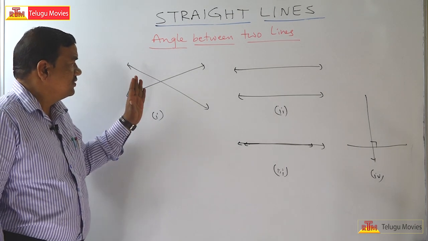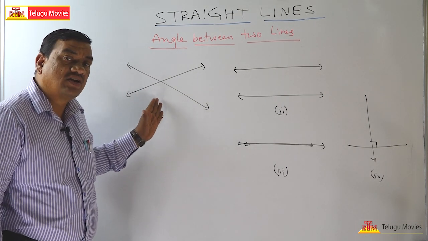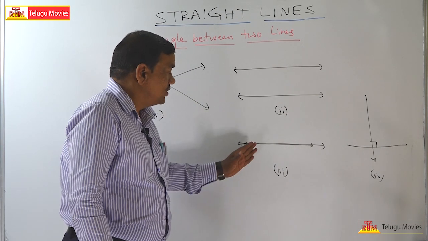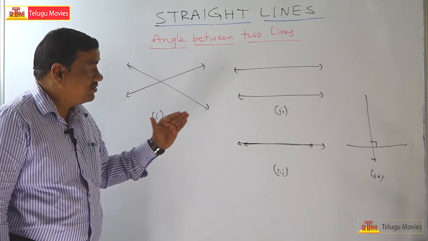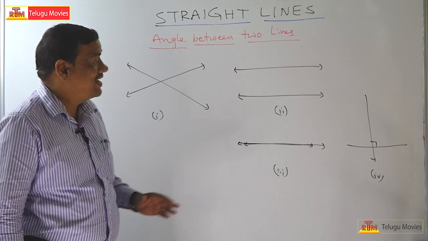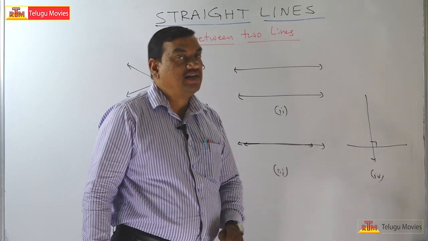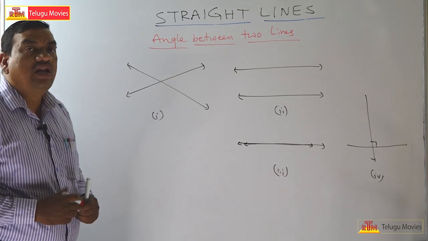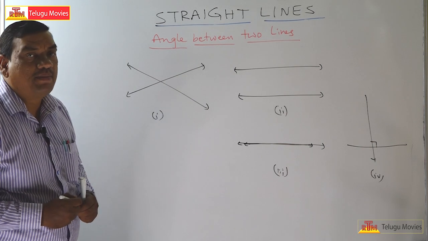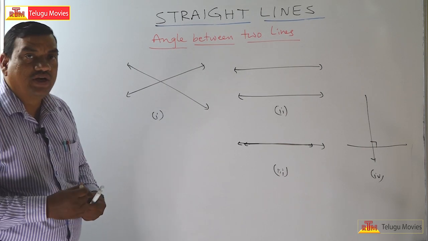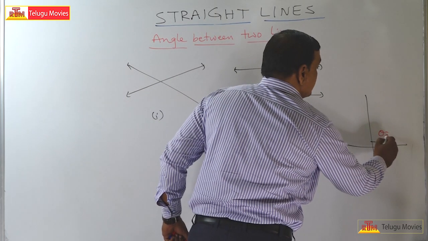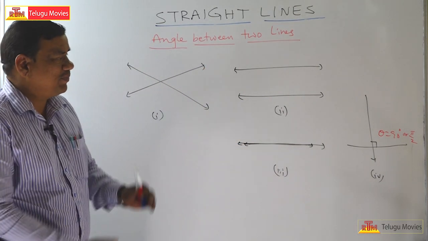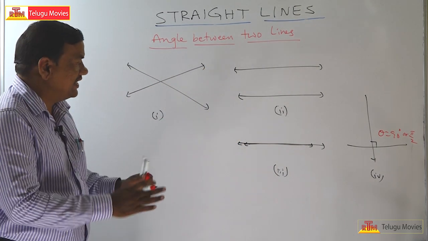The first one is the two lines may be intersecting. These are called intersecting lines. These two are called parallel lines. These two lines, in this position, are called coincident lines, and these two lines are perpendicular lines. Okay. Now, how is the angle between two lines defined? When two lines are perpendicular, immediately you can say that the angle is 90 degrees or pi by 2 radians. Anybody can say if two lines are perpendicular, the angle between them is 90 degrees.